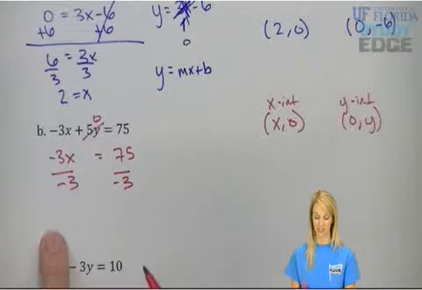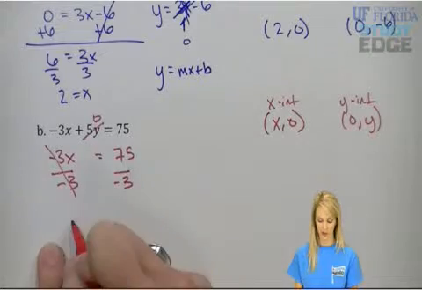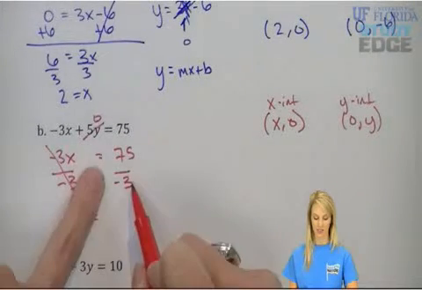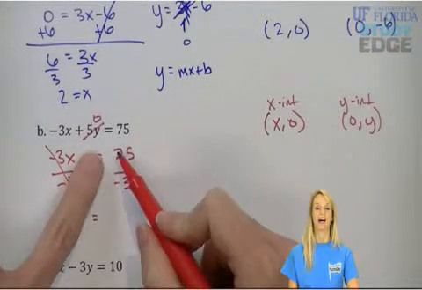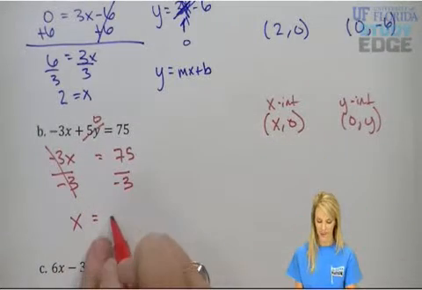Since whatever we do to one side, you got to do the other. Negative 3 over negative 3. We get x equals, what's a positive over a negative? Positive divided by a negative. We're going to get a negative.